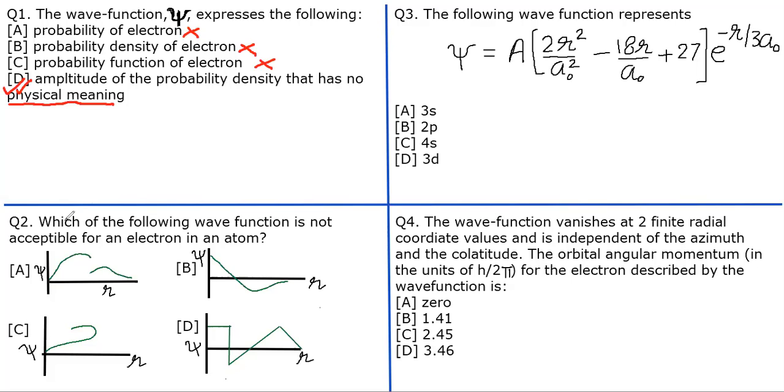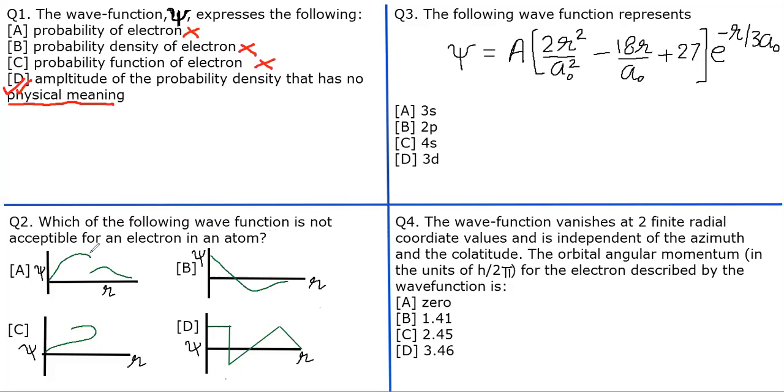Now here comes the second question. Which of the following wave functions is not acceptable for an electron in an atom? If you recall the properties of wave function, then it must be very smooth. It must be asymptotic for an electron in an atom because probability should vanish at infinity. And it should be properly differentiable. It should be single valued.